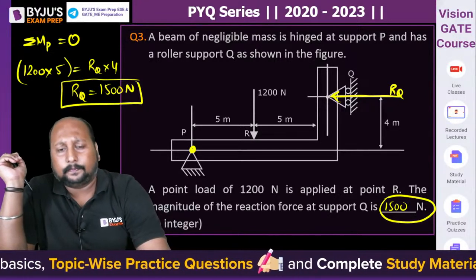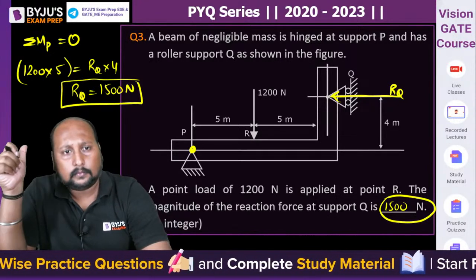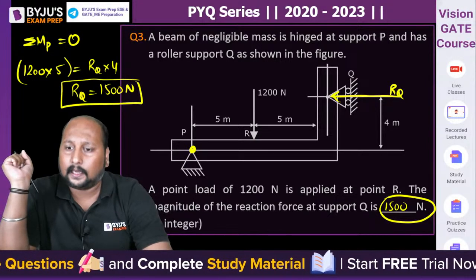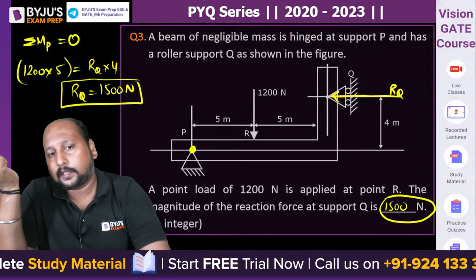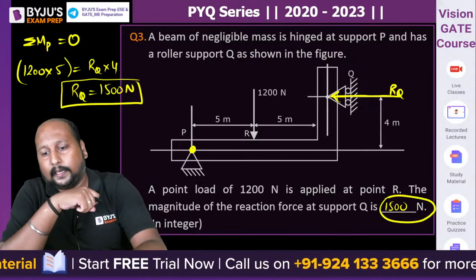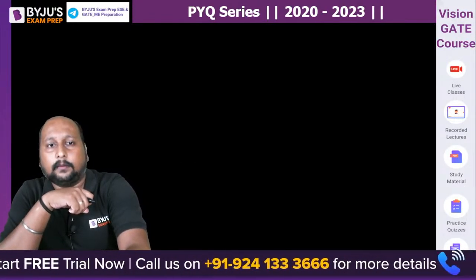All right. Clear? Understood everyone? Done? Clear? The reaction at point Q is equal to 1500 Newton. Chaliye, next. Question number 4 on the screen.